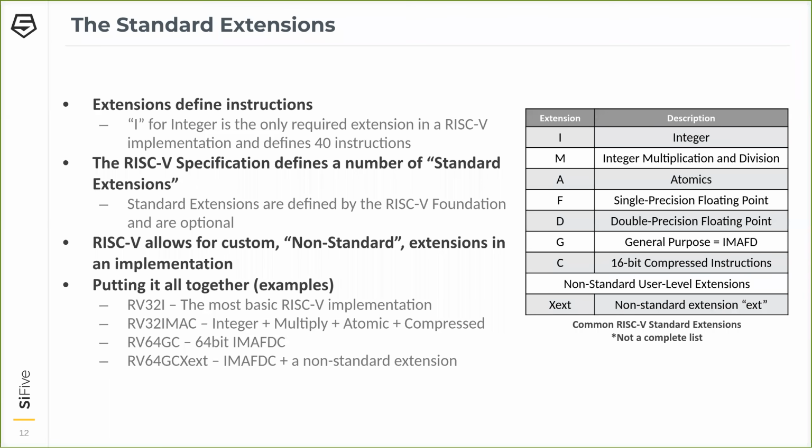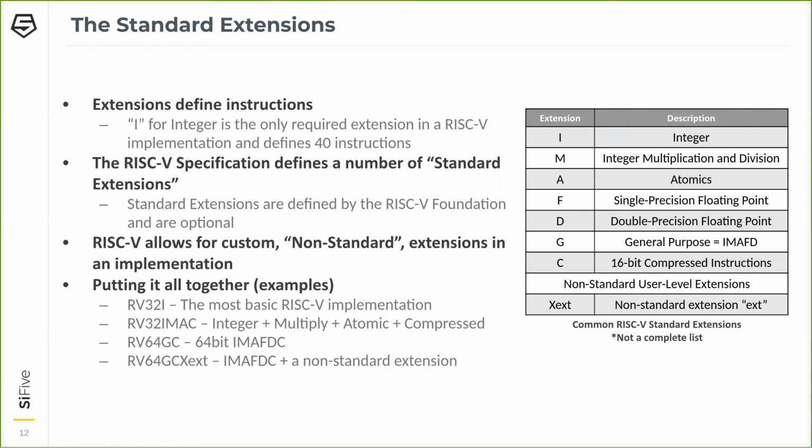One of the great things about RISC-V is it allows for easy and modular customization, in that it allows you to add your own custom instructions. Now you can indicate this in your implementation using the capital letter X in the ISA string to denote your custom non-standard extension. And so if we put this together, I have a few examples of legal architectures. So you can see RV32I, which would be the most basic RISC-V implementation.